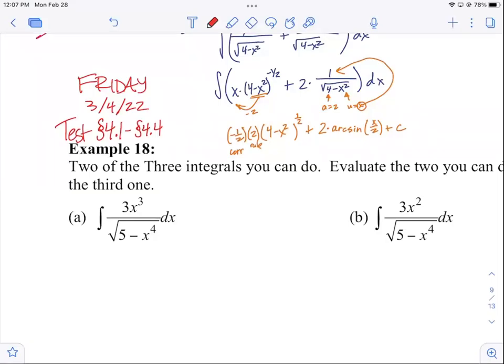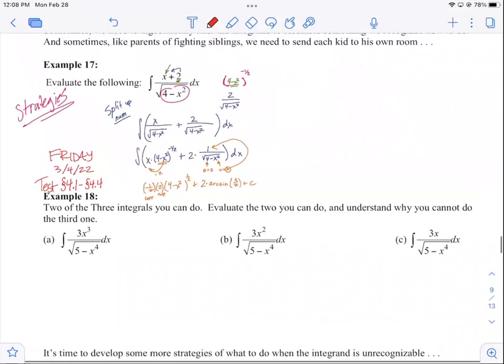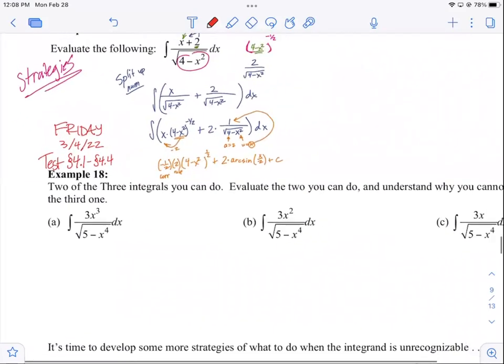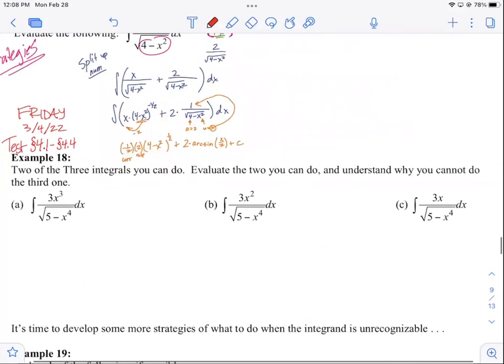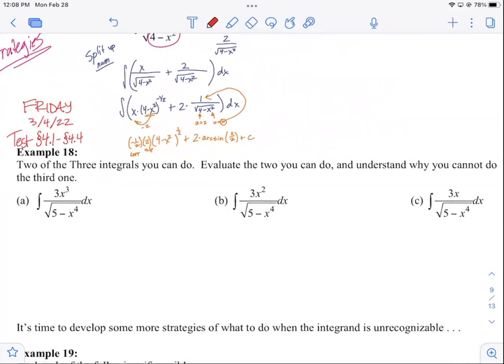All right, I like example 18 because it's kind of like two of these we can do and one of them we can't. We have to figure out which ones we can do and why we can't do the third one. If you scan them real quickly, it looks like the only difference among the three is the power of x in the numerator. In each of them, we can pull the 3 out front.